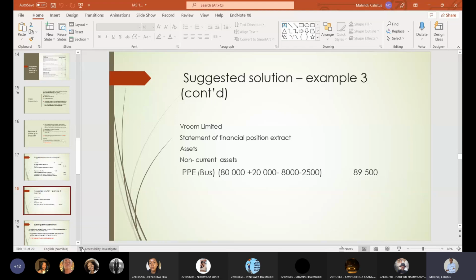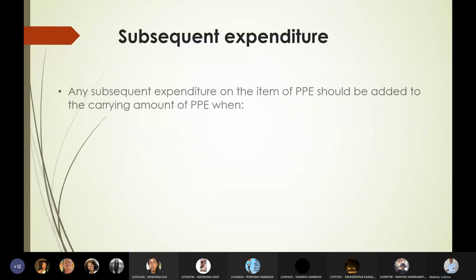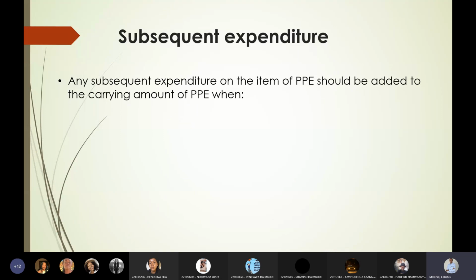Next, we're going to look at subsequent expenditure. What is subsequent expenditure? Subsequent expenditure is expenditure after the initial recognition. So once you purchase an asset, you will recognize it at its cost price, that is the initial recognition. However, you might have additional expenditure after the date of initial recognition, and that expenditure is known as subsequent expenditure.